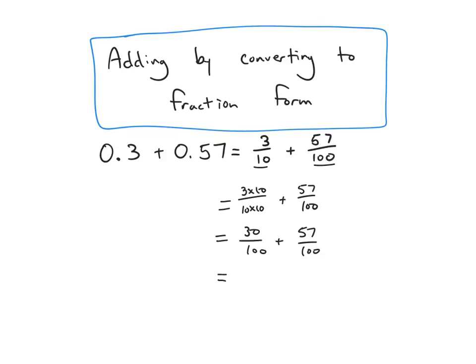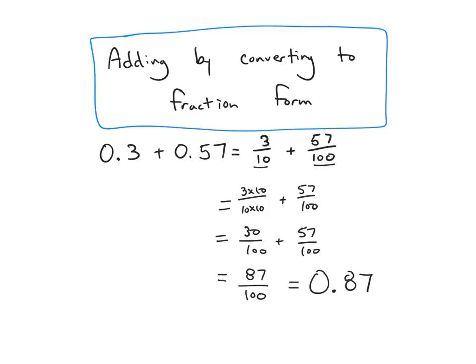30 plus 57 is 87. And that's going to be over hundredths because we're working with the hundredths as our unit. And now we can rewrite 87/100 as a decimal. So we'll have an 8 in the tenths place and a 7 in the hundredths place to get 0.87.